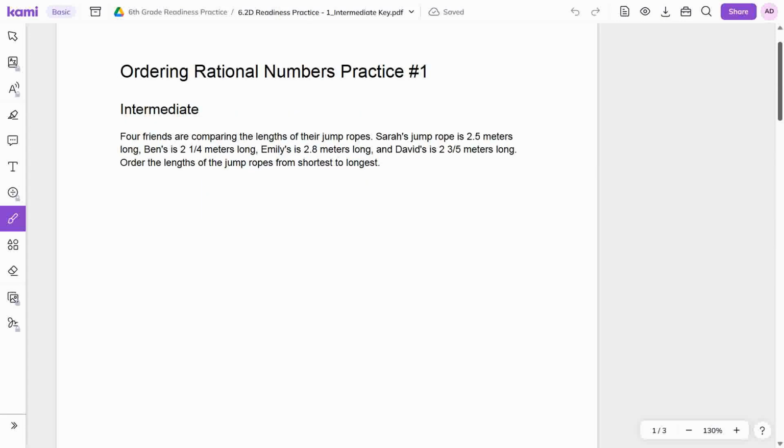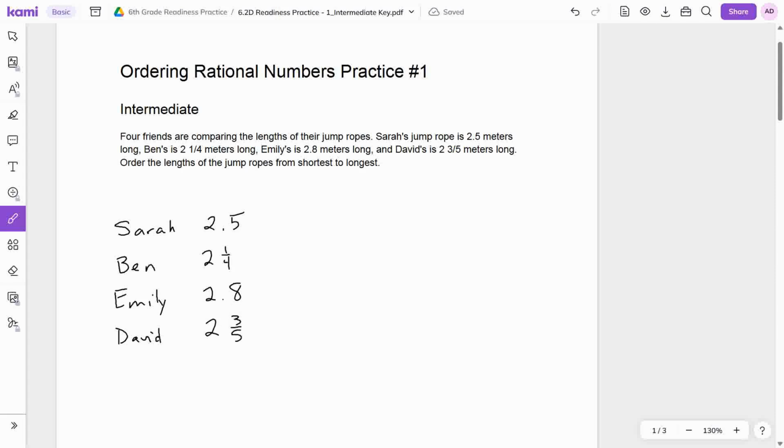All right, so we have four friends comparing the lengths of their jump ropes. So we've got Sarah. She's got 2.5. I'm just going to drop the meters because they're all meters here. We've got Ben, 2 and 1/4, so a mixed number. We've got Emily, 2.8. And then David is another mixed number, 2 and 3/5.